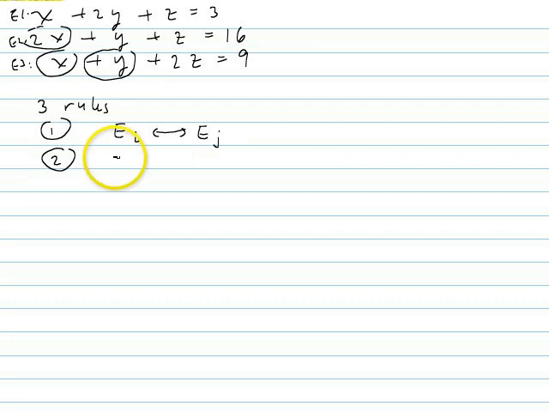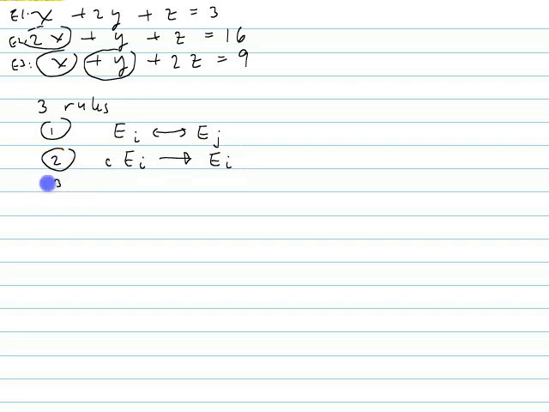Another thing we're permitted to do is we're allowed to take a number, any number, a constant, multiply it by a row, and substitute that for the actual row. And this is what you do when you do the 2 by 2 system and you multiply the equations by something.